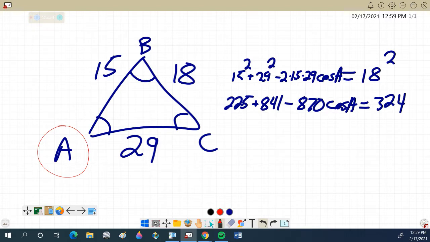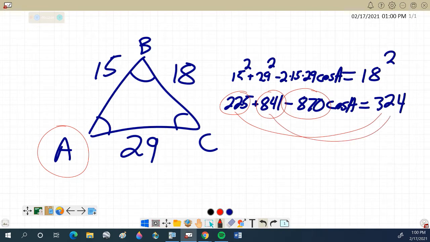Okay. Here's where the mistake comes. We need to move this 225 to the other side, and the 841, and the negative 870. So, how am I going to move this? Subtraction. How am I going to move this? Subtraction. That's going to make my answer negative. Is that okay? Yes. How do I move this? Don't add it. Division. Yeah, it's multiplied by the cosine.